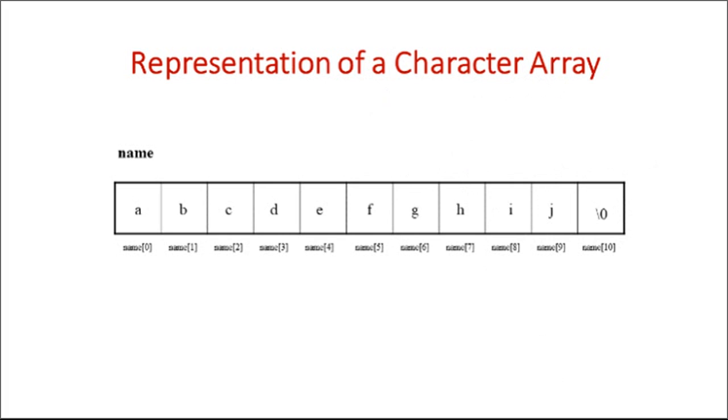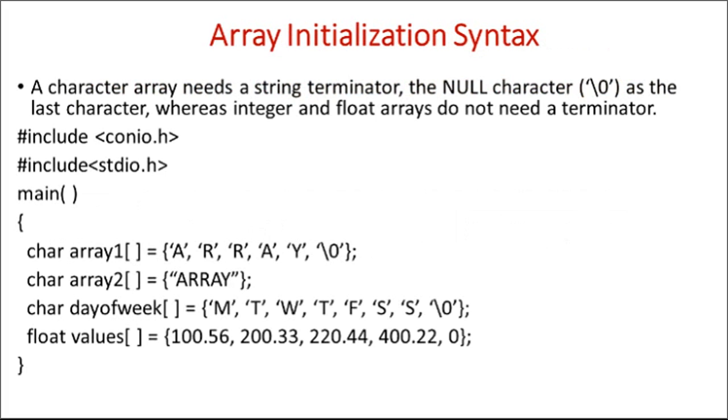Now let's see the next, how to initialize an array. A character array needs a string terminator, the null character, that is what we have seen earlier, as the last character, whereas integer and float arrays do not need a terminator. Okay. Now see here, a single dimensional character array is also called a string.